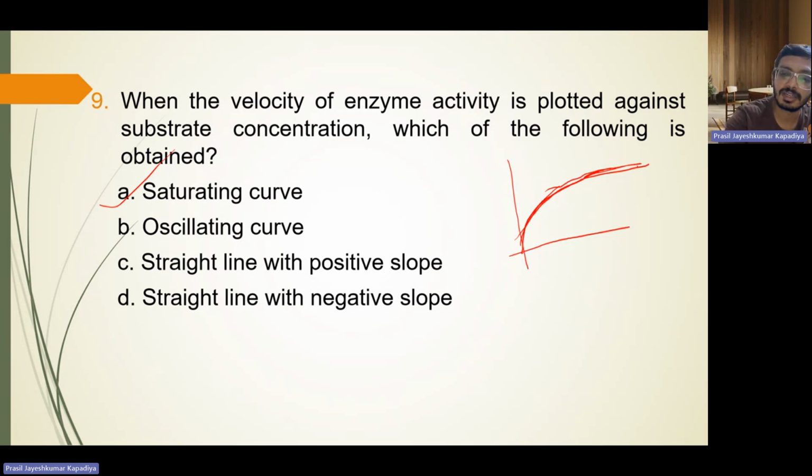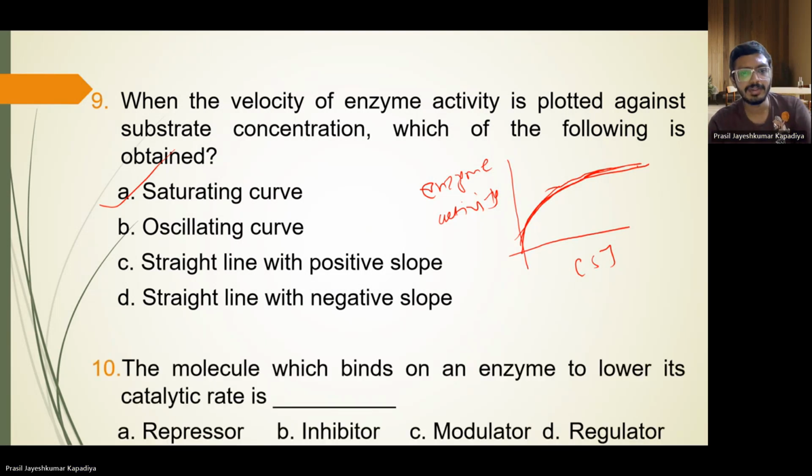This substrate concentration versus enzyme activity, and this type of curve is called saturating curve. Okay. Next question. The molecule which binds on an enzyme to lower its catalytic rate. So it is not helping actually. It is reducing the thing. So it is lowering the catalyst, that is called inhibitor. So it inhibits whatever is happening. So it inhibits the rate.